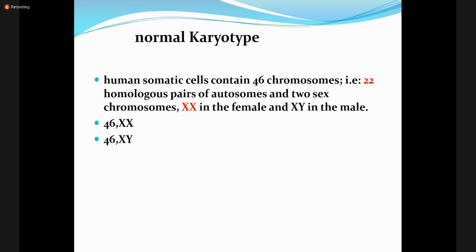The human somatic cells contain 46 chromosomes. All of us know, there is nothing new in this, that there are 22 homologous pairs of autosomes and 2 sex chromosomes. XX in the female and XY in the male. So basically, the normal karyotype is 46XX or 46XY.